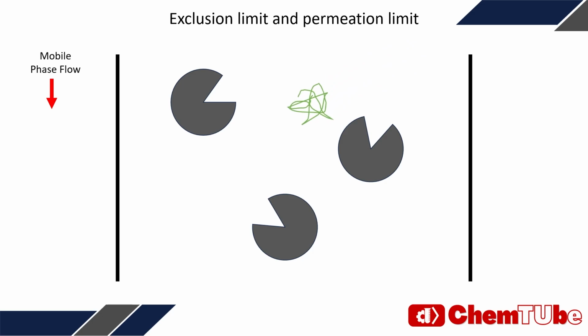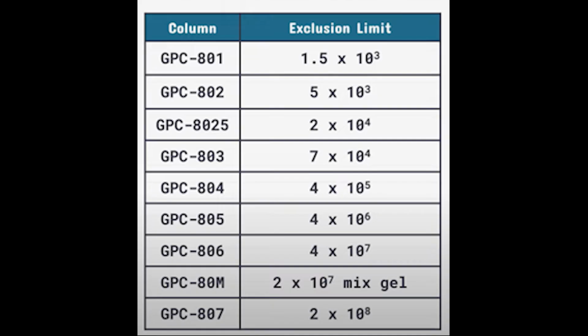Molecules that are larger than a particular size, which is known as the exclusion limit, are not able to enter any of the pores of the column and will elute together with the solvent. The elution volume of these analytes will be the same as the void volume of the column. You can see the exclusion limits of different columns on the screen now. The unit here is Daltons or grams per mole.